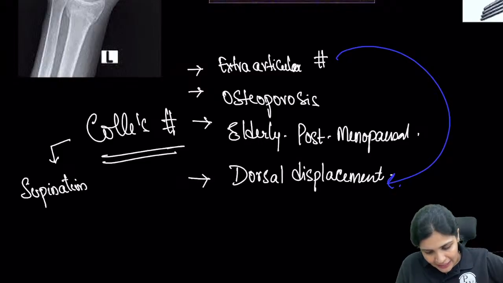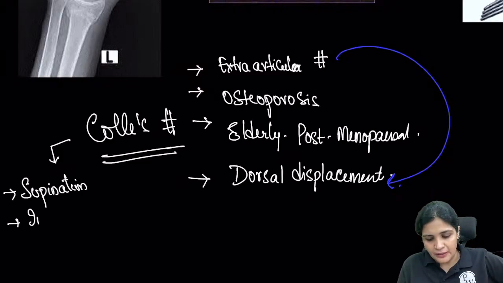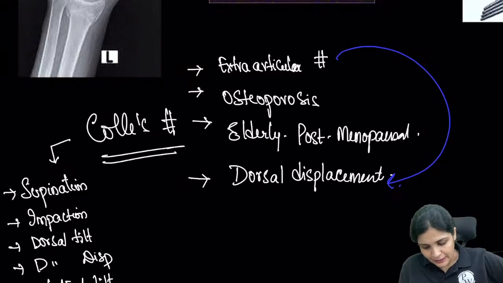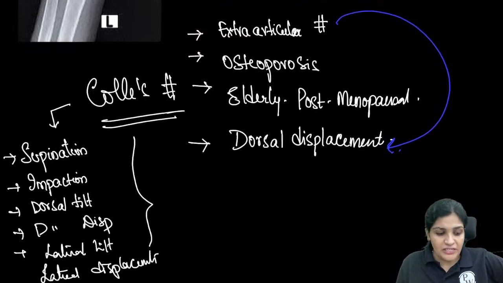Lateral. Supination, impaction, dorsal tilt, dorsal displacement. Lateral. Yes, very good. Lateral tilt and lateral displacement. So these are all the displacements. Yes, these are all the things which we see in the Colles fracture.